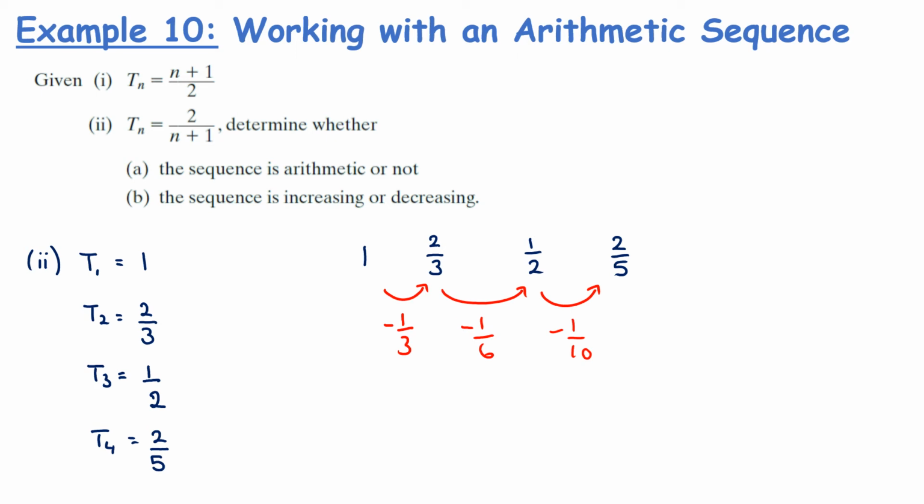So we have A and B. So this is not arithmetic. And is it increasing or decreasing? Well, it is getting smaller, so it is decreasing.